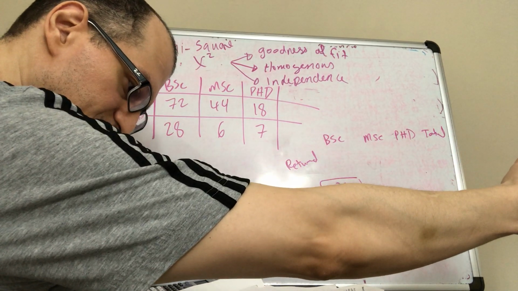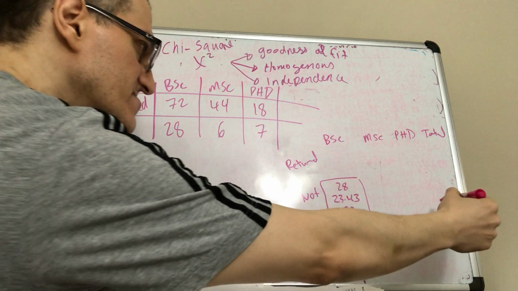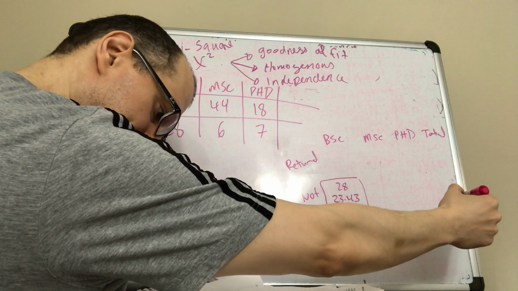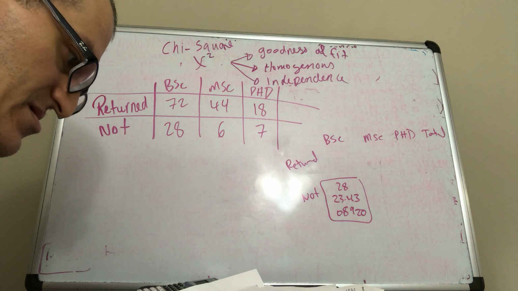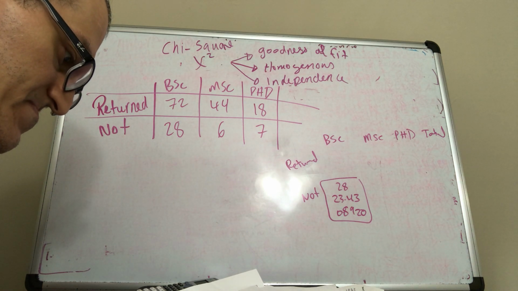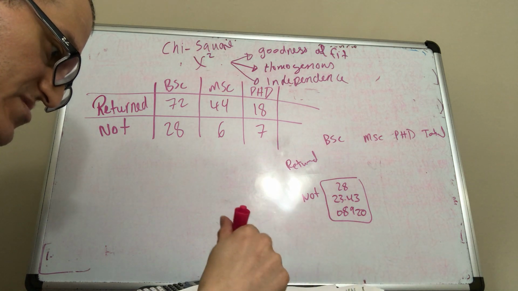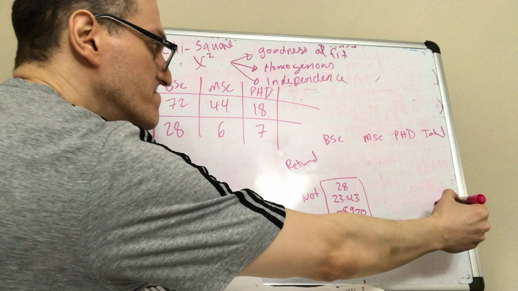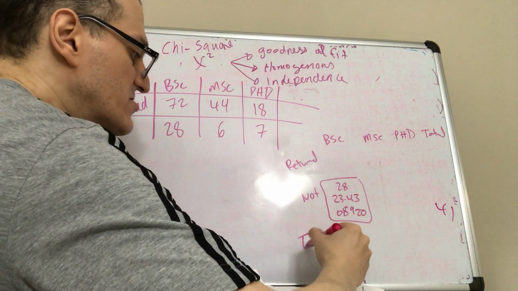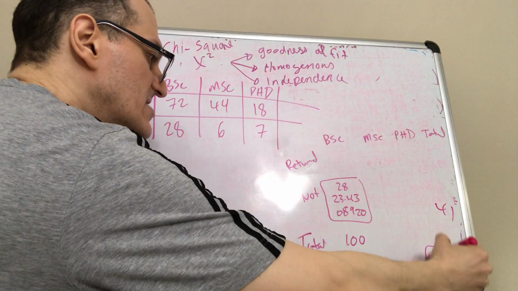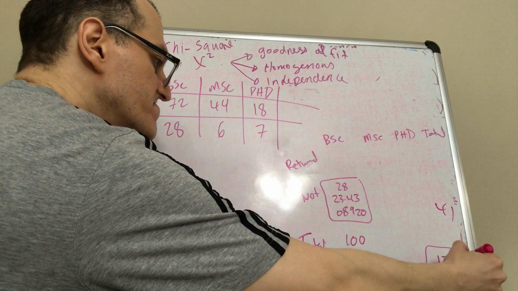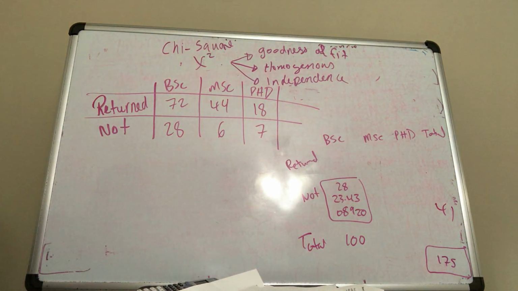There are 41, yeah, 41 would be the not returned. And you have the total here of 100. And then you have the grand total of everybody. But you have the complete table. I'm not going to talk about it.